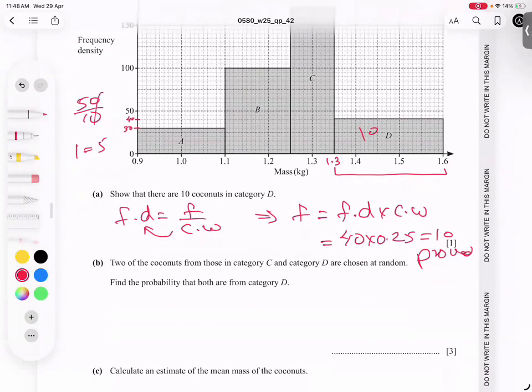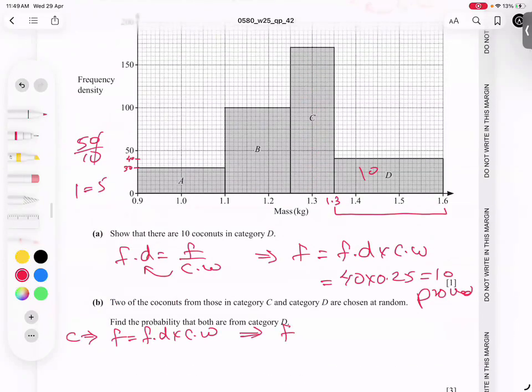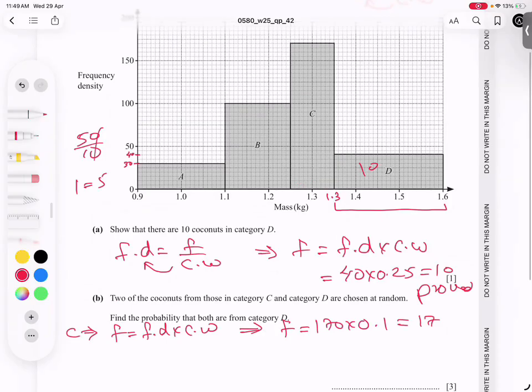In part B, 2 of the coconuts from categories C and D are chosen. So we have to consider C and D. D is 10 already, we know it, but we want to find how many coconuts are in C. Same formula, students, I will do for C. As I said before, frequency equals frequency density multiplied by class width. In short, I'm looking for the area of this column. How to find the frequency? This gap is 0.1, and this gap is 4 boxes, so 170. So 170 into 0.1, and we're getting 17. So 17 comes from here.